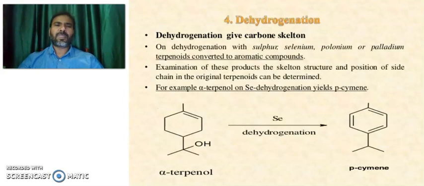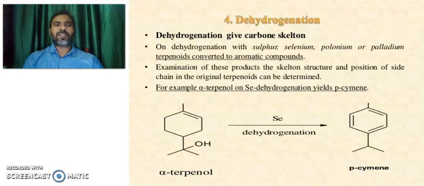Now friends, dehydrogenation. Dehydrogenation gives the carbon skeleton. On dehydrogenation with sulfur, selenium, palladium, terpenoids convert to aromatic compounds. Examination of these products, the skeleton structure and position of side chains in the original terpenoids can be determined. For example, alpha terpineol on selenium dehydrogenation yields para-cymene.